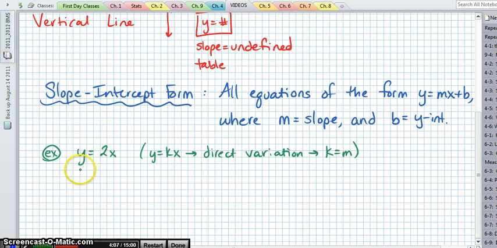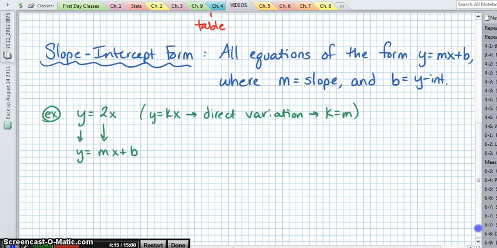This is not quite in slope-intercept form just yet because we're missing a b. So the question is, what would b equal? What is the y-intercept in all direct variation equations? Well, if you recall, it turns out that b is always the origin 0, 0. The y-intercept for all direct variation equations is at 0, 0. So I could rewrite y equals 2x as y equals 2x plus 0. And now I am in what we call slope-intercept form. So we've already been working with equations like this. We just didn't know it.